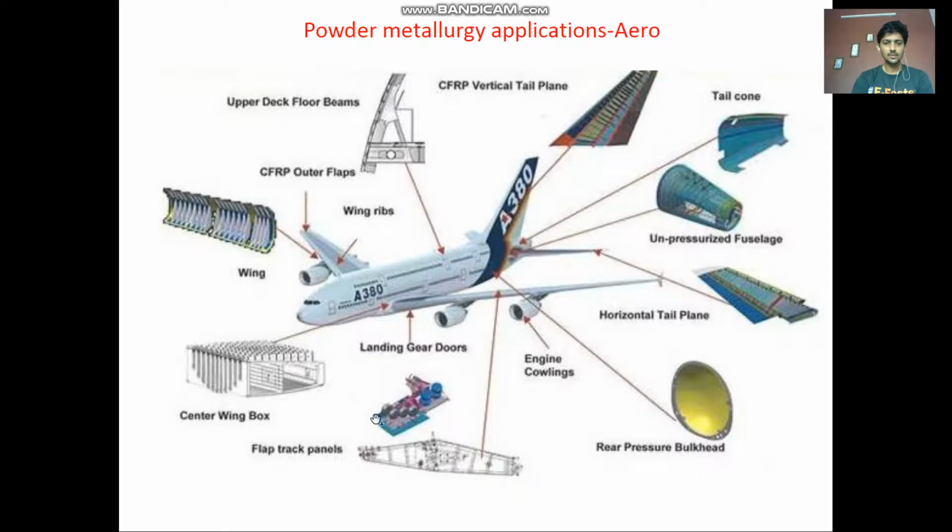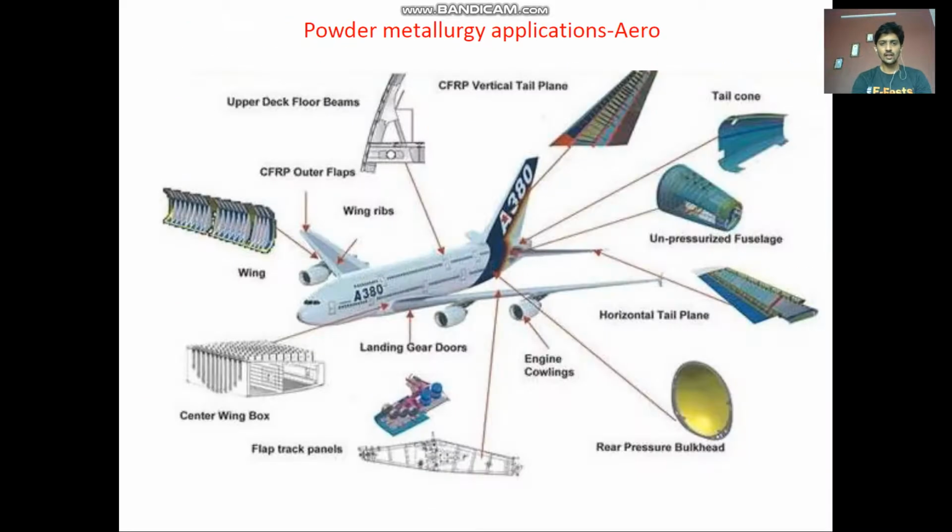Powder metallurgy helps us produce a product with less machining, and giving a certain shape is very easy, based on the tools we use for compacting. So that is much easier.